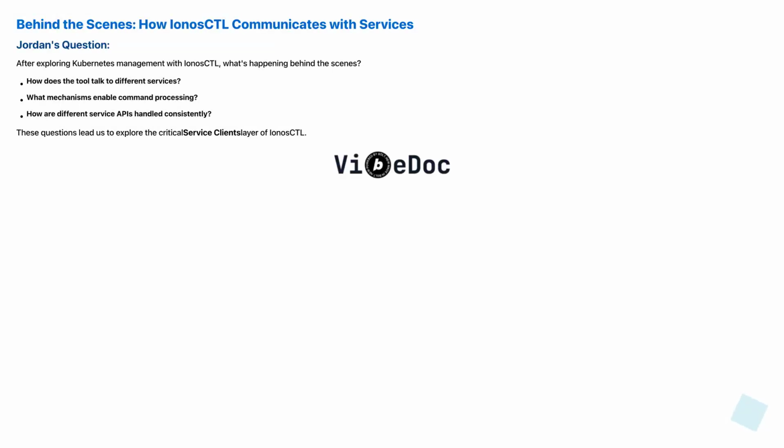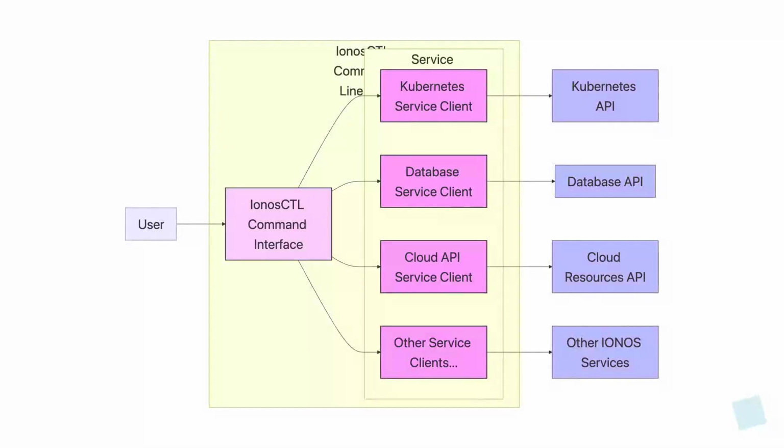So, after our deep dive into Kubernetes management with ionosctl, I'm curious about what's happening behind the scenes. Like, how is the tool actually talking to all these different services? I've worked with AWS CLI and Azure tools before, but I'm still getting my head around how ionosctl handles all these different endpoints. That's a great question, Jordan.